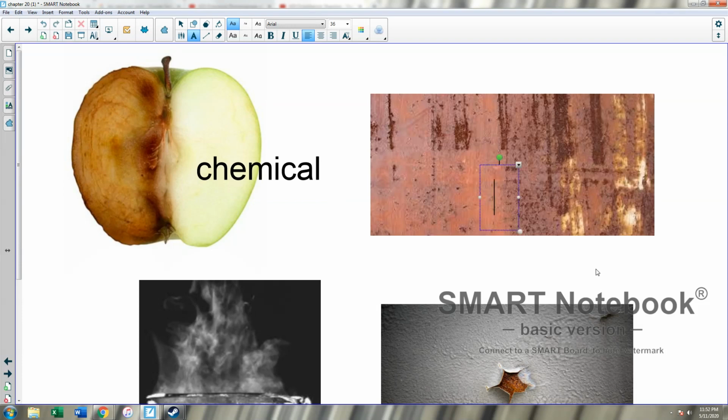Leaving metal out, it changes certain iron type metals. They tend to rust. And so rusting is a different color. It has different hardness and density, so it's a different material. So rust is different from regular metal. So that's a chemical change. It's a new kind of substance being formed.